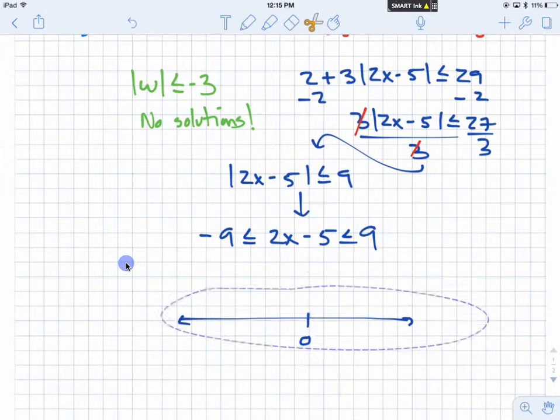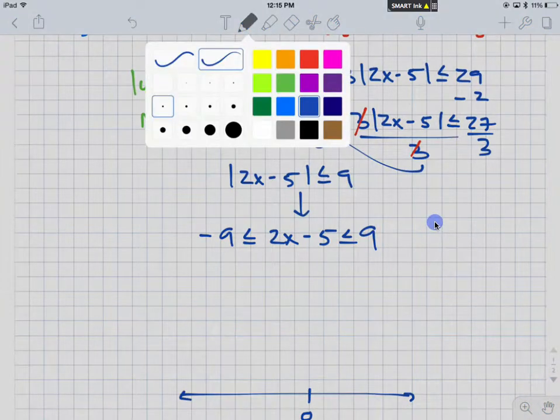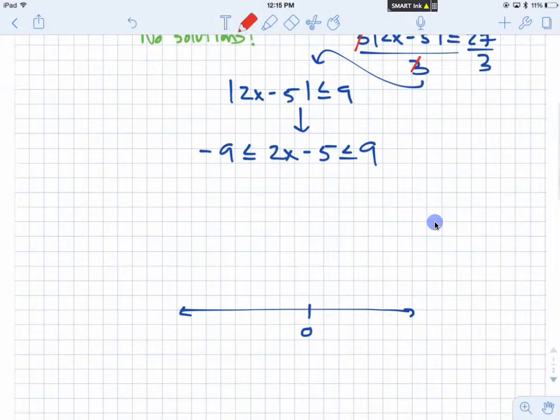And now what we've got is one of those compound inequalities that I think we know how to solve. There are a number of ways to solve this. We can split it up into two separate inequalities separated by an and statement, or I'm going to solve this on the fly with both at the same time. So I'm going to add 5 to all components of this inequality, yielding the new inequality, negative 4 is less than or equal to 2x is less than or equal to 14.